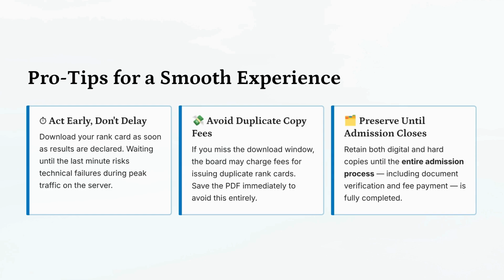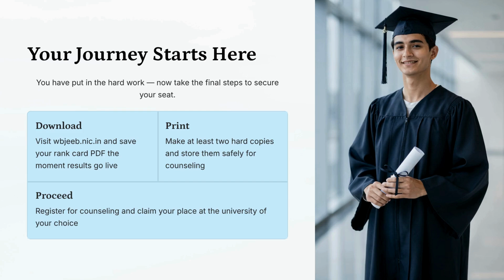Once the results are released, download your rank card from the official website, print multiple copies, and keep them secure. Then proceed with counseling registration and seat allotment activities.